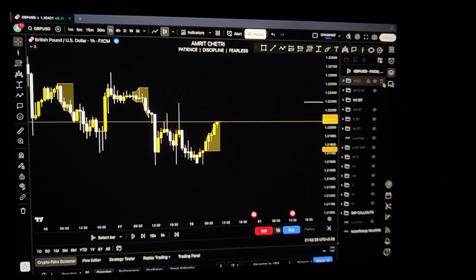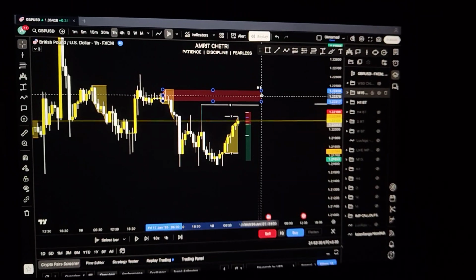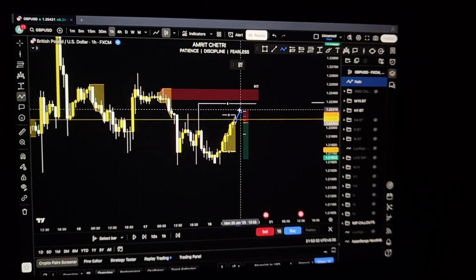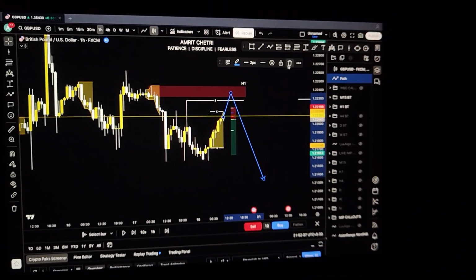I waited for the Asian range to close as always, and after the Asian range close I was looking for a trade from this sort of H1 supply zone, because obviously this was the cleanest supply zone, and I would wait for Asian high, previous structural liquidity, and then this supply zone to trade from.